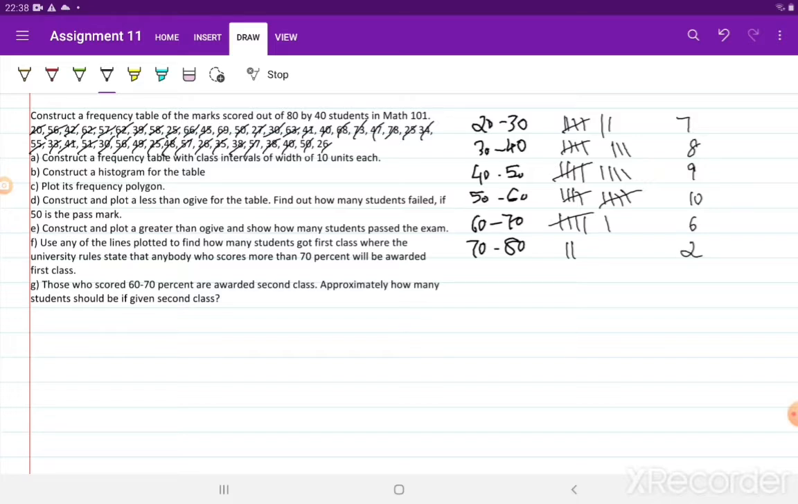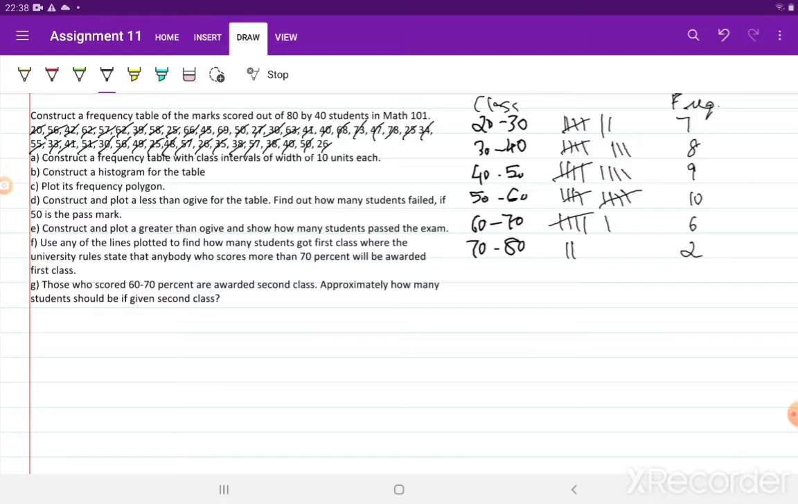observations. So this is the frequency distribution. This is class and this is frequency, right? So bit A is done. Bit B says construct a histogram for the table.